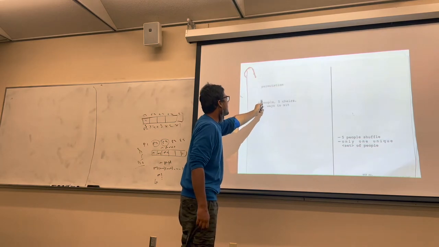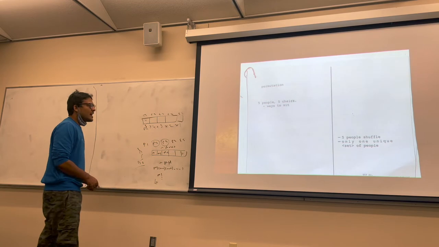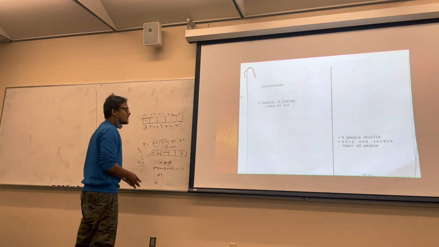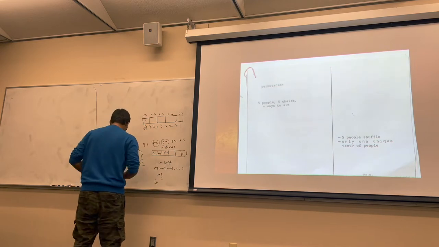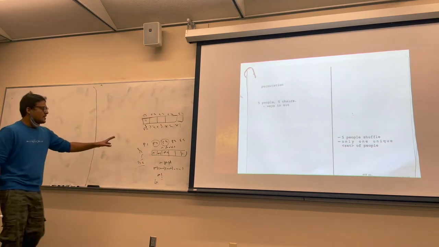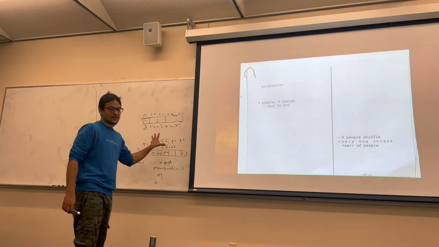For example, there were 10 people. So then the number of ways in which they could sit would have been 10 factorial. Okay. So there is that. So this formula is counting the arrangements of all the people in this case.